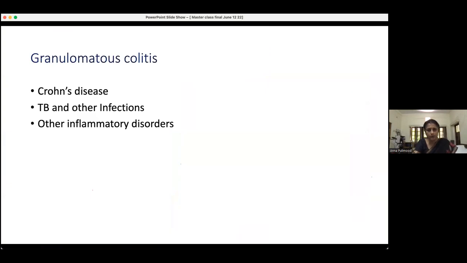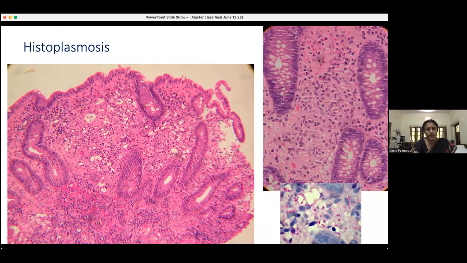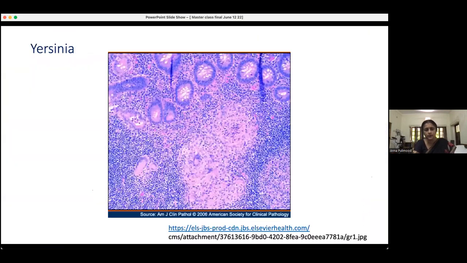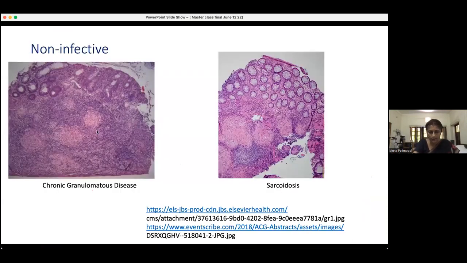Granulomas are important to evaluate for even other inflammatory disorders. So histoplasmosis is associated with granulomas. Yersinia is associated with granulomas, and here there may be necrosis also. Non-infective disorders with granulomas are chronic granulomatous disease. You can get multiple granulomas or confluent granulomas in sarcoidosis. Very difficult to distinguish from Crohn's disease, or even from tuberculosis. Very important to have the history and keep following up patients and do all possible investigations to differentiate these different diseases.